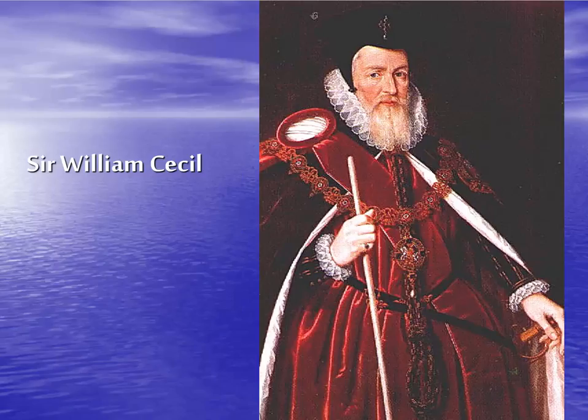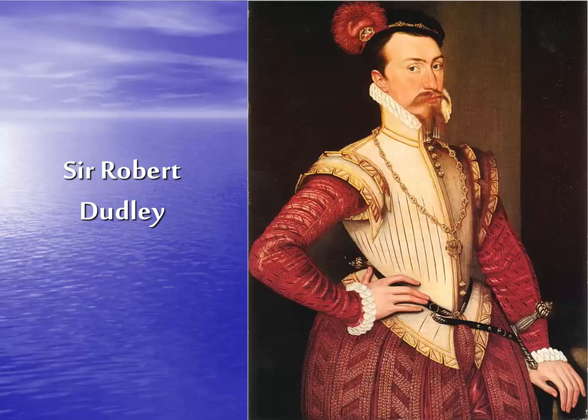Her major advisor is Sir William Cecil, who helps her rule. Another one of her major advisors and very close friends was a man named Sir Robert Dudley. Sir Robert Dudley grew up with her. Some say they had a love affair. However, he was married. Some didn't like Robert Dudley. They felt he had too much power over her.